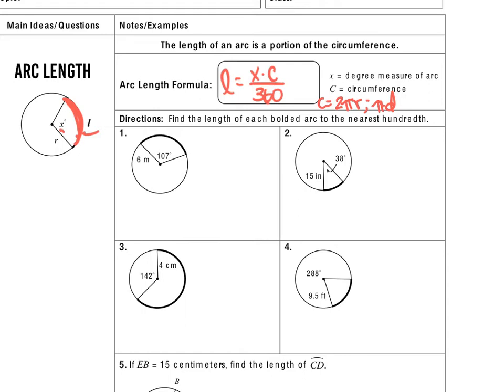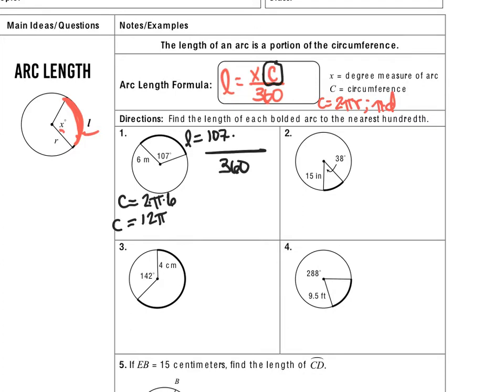So for number one, the arc length, so L, is equal to 107, which is the degree measure, times the circumference over 360. Now, when I do the circumference of this circle, I'm going to do this down here, that is equal to 2 pi r. I know r is 6. So 2 times pi times 6 is 12 pi. That is equal to the circumference.